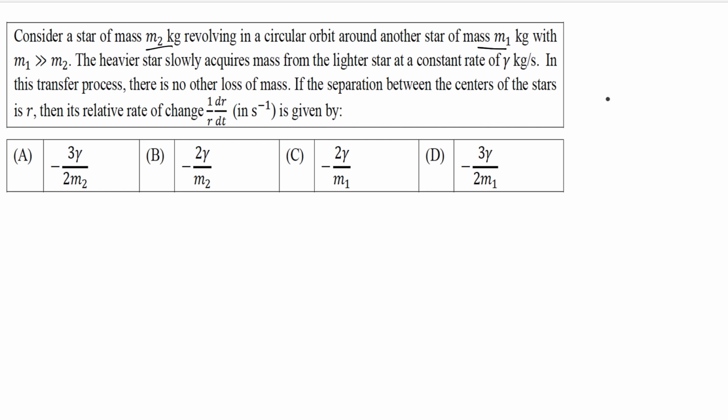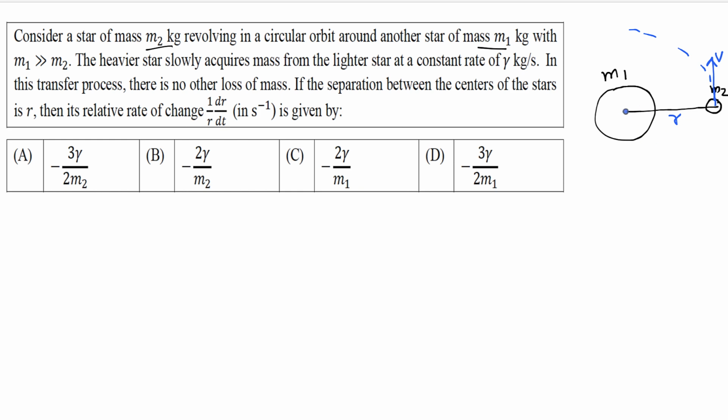So let's draw some picture here. Let's say this is the bigger one, m1, and then there is another smaller one here, m2. And m2 is revolving around this, so it is going in a circle, let's say like this. The distance is given as r, and let's say it has a velocity v tangentially.